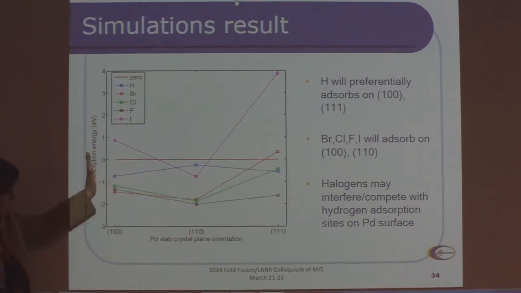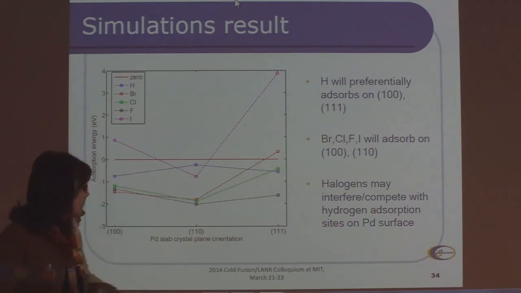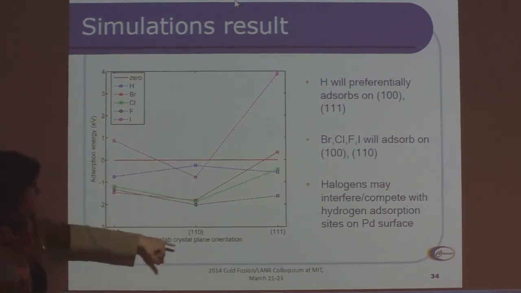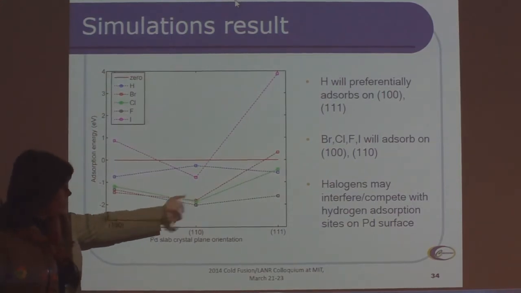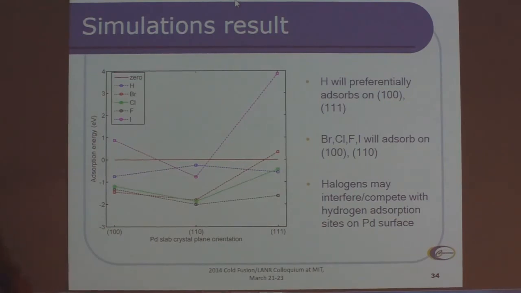So here we have energy and slab orientation: 1, 0, 0, 1, 1, 1, and 1, 1, 0. The lower the adsorption energy is, the more stable the atom will be in that adsorption site. That's where it wants to sit naturally. So you can see that for the bromine, it really wants to stick to 1, 1, 0 or 1, 0, 0. Yes, that's why it's been blocking the etch, because that's where it wants to be.